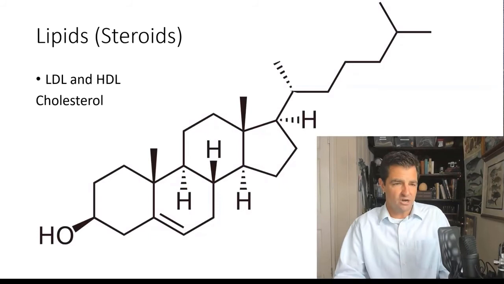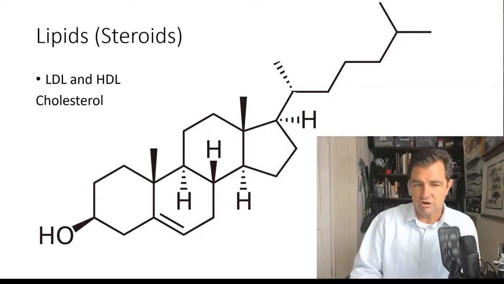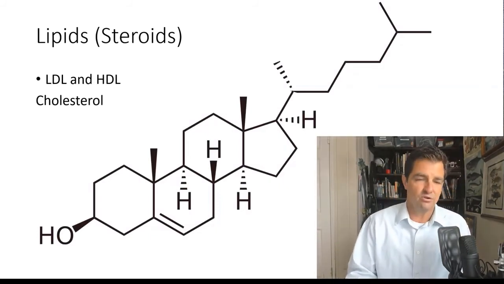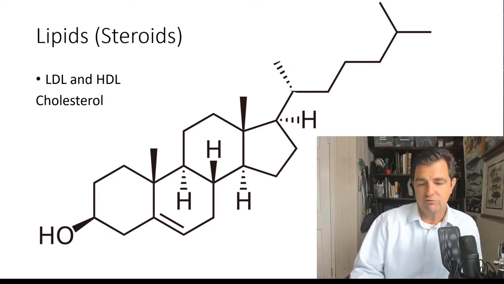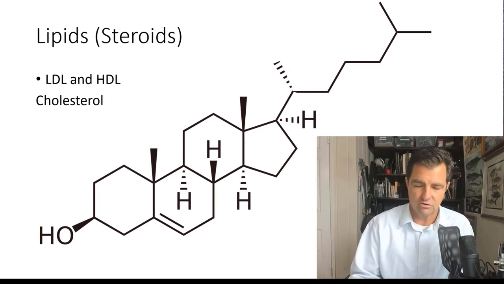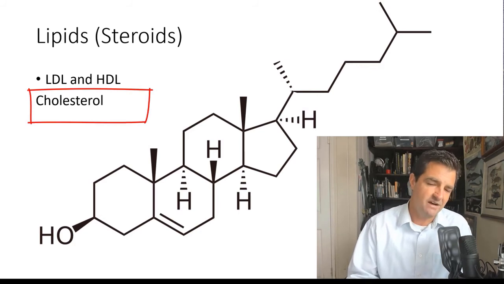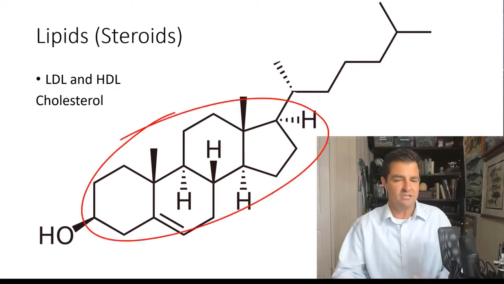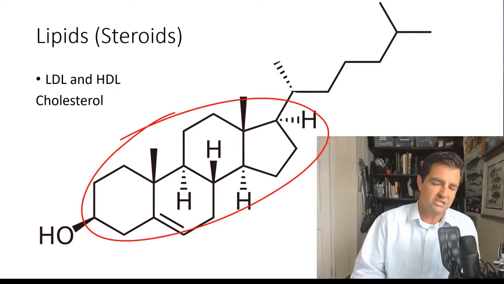Also in the lipid category, we have molecules that we call steroids. And once again, the term steroids is probably something you heard before. Cholesterol is a type of steroid. All the steroids have this sort of basic structure you see here where they have these rings. And so this is what cholesterol looks like.